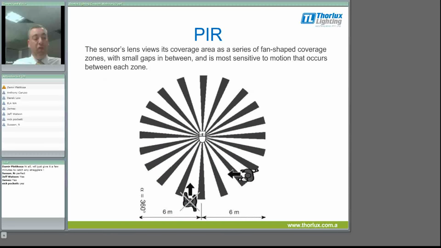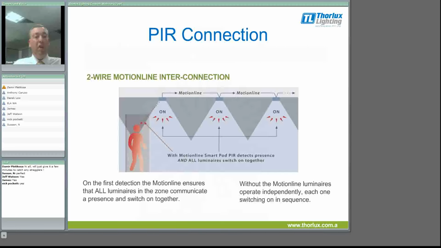We have to be a little bit careful with PIRs. They are temperature sensitive, and tend to work best between 15 and 30 degrees. If it's above 30 degrees, the PIR becomes less sensitive. If it's below 15 degrees, the PIR becomes more sensitive.